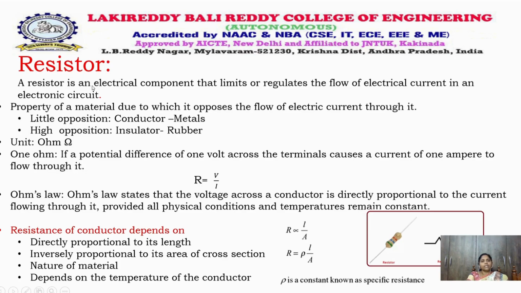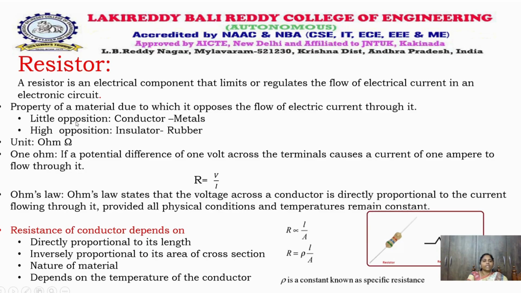A resistor is an electrical component that limits or regulates the flow of electrical current in an electronic circuit. Resistance is the property of the material, due to which it opposes the flow of electric current through it. This opposition can be of a higher value or a lower value.